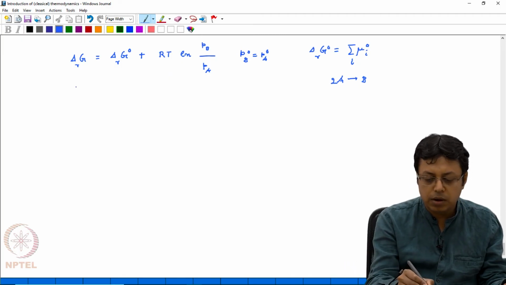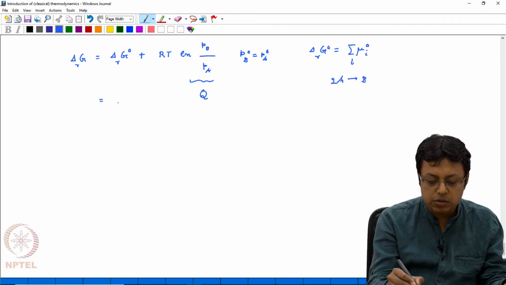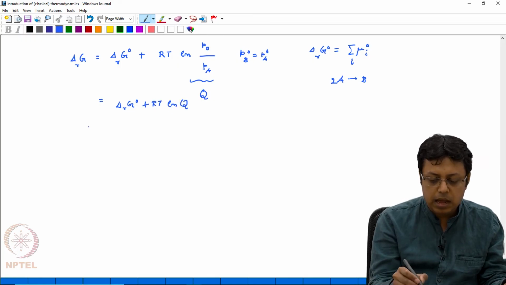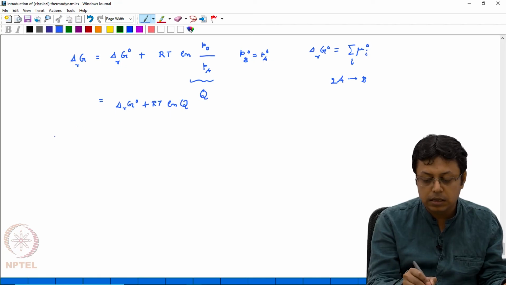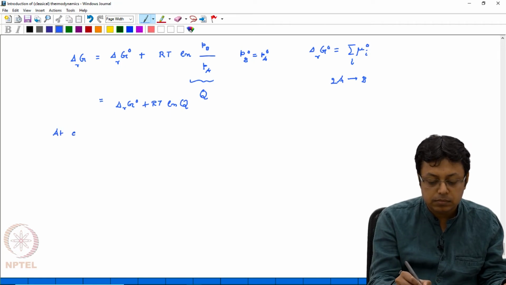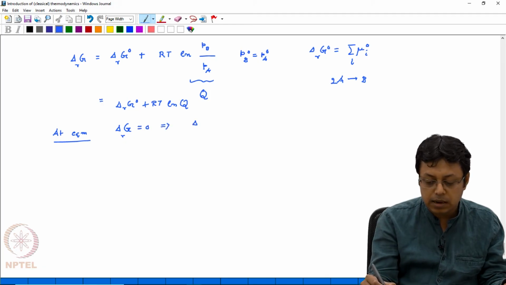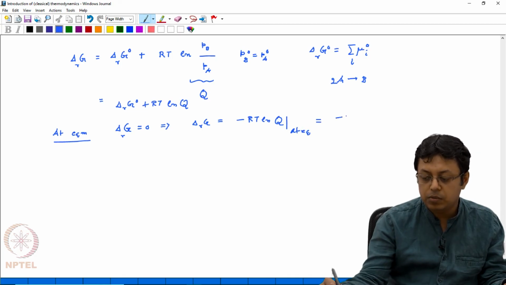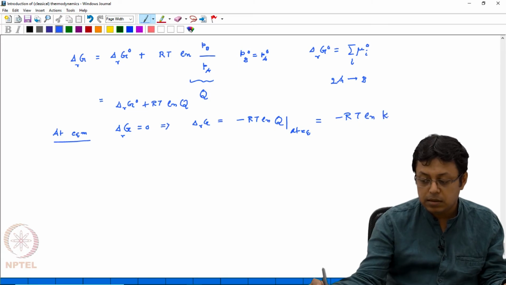So overall, what we can write for this reaction is, if we have this quantity, which we define as the reaction quotient, we write it as delta R G naught plus RT ln Q. And we also define that when at equilibrium, there is no forward reaction or backward reaction, so the reaction Gibbs free energy is 0, which gives basically delta R G naught is minus RT ln Q at equilibrium, and at equilibrium we replace the Q as the equilibrium constant, which is K equilibrium.